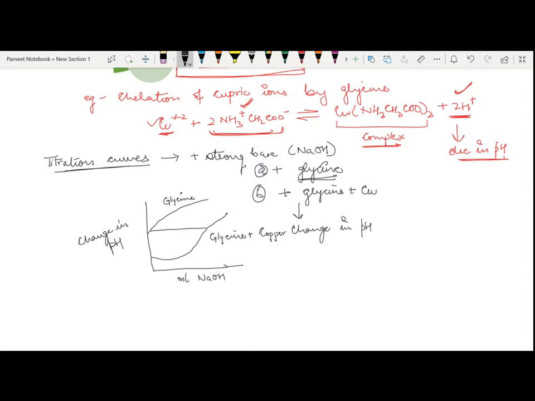The horizontal distance between these two titration curves at a particular pH will give the amount of alkali used. This quantity of alkali is equal to the concentration of ligand bound at any pH. So this amount will give us an indication of how much concentration of ligand has bound to the metal ion at any particular pH.